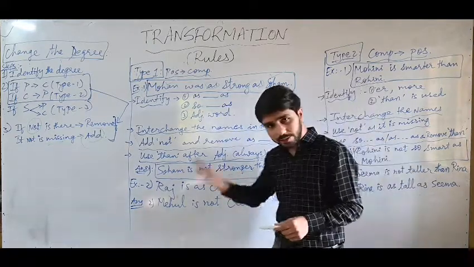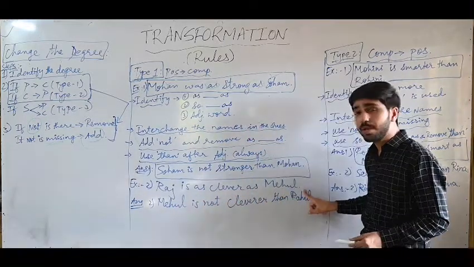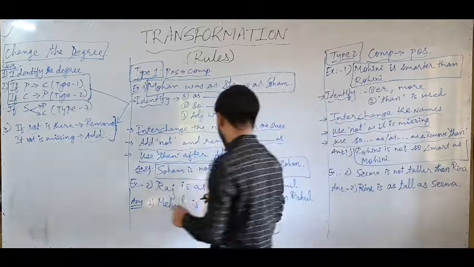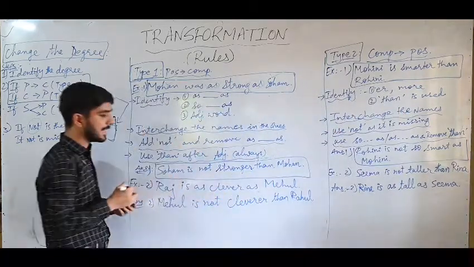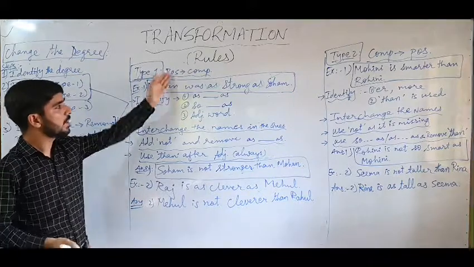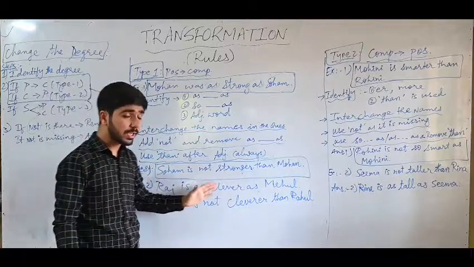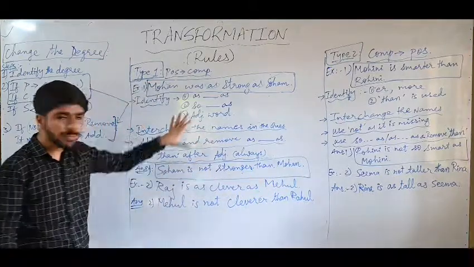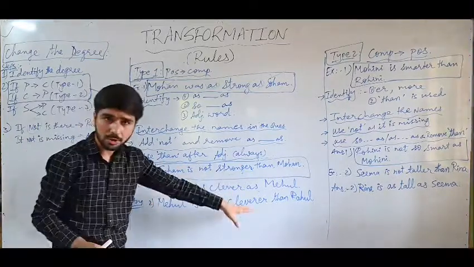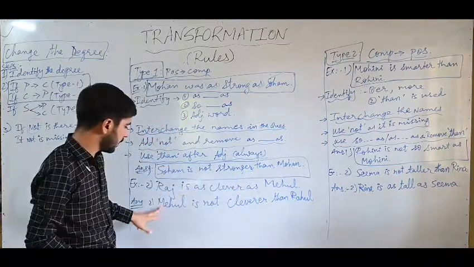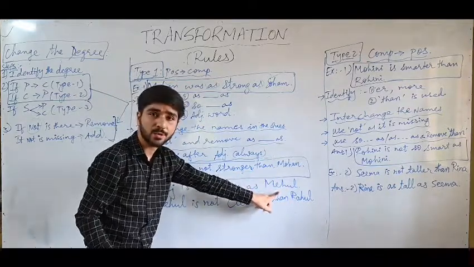Next, the same way, the next example you have to solve. Raj is as clever as Mehul. Again, we can see these words as and as. That means it is positive degree, because as, so as is there in positive degree. Now let's change this degree to comparative. The same steps you will have to follow. Interchange the names and add the word not. Mehul will come here and Raj will go over there, interchanging the names. So the answer begins with the last word, Mehul.